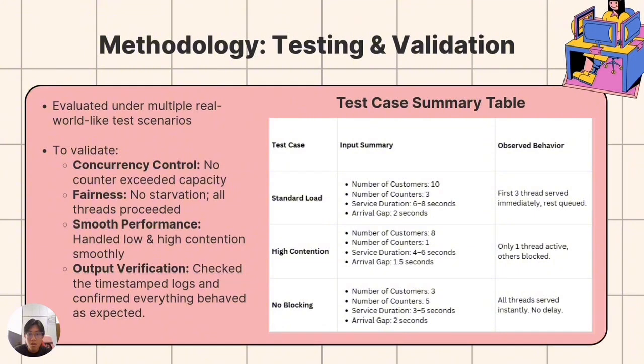For standard load, the observed behavior is the first 3 threads are served immediately and the rest are queued. For high contention, only 1 thread is active and the others are blocked because the number of counters is 1. For no blocking, all threads are served instantly with no delay because the number of customers is only 3 with 5 counters.